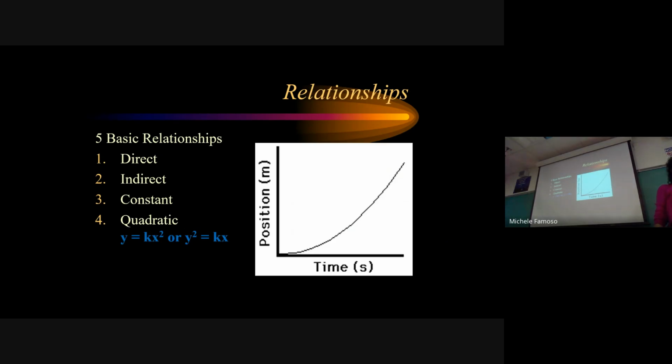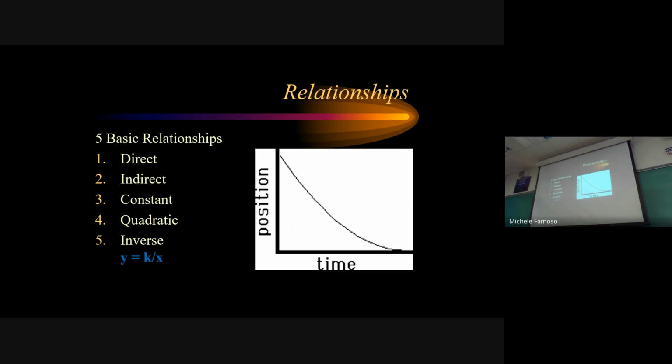All right, there's only one more relationship. You ready for that? The final relationship is called an inverse relationship. The inverse relationship always occurs when we have a hyperbola. So whenever we see a hyperbola on our graph, that is an inverse relationship. And the general equation for a hyperbola is y equals k over x.